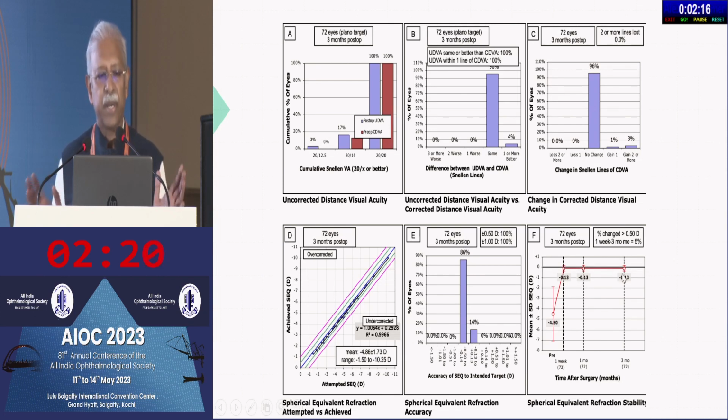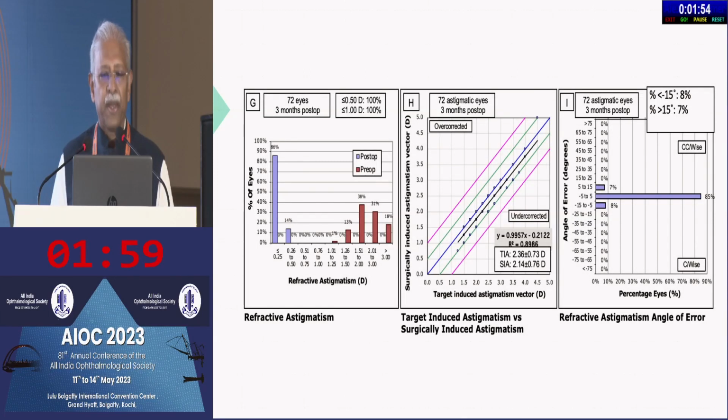There was a short-term study only. So safety is fantastic. Nobody lost any line of vision. 100% got back 6/6. Actually, 3 patients got 2 lines better, and 1 patient got 1 line better. Very close packing of the refractive outcomes.